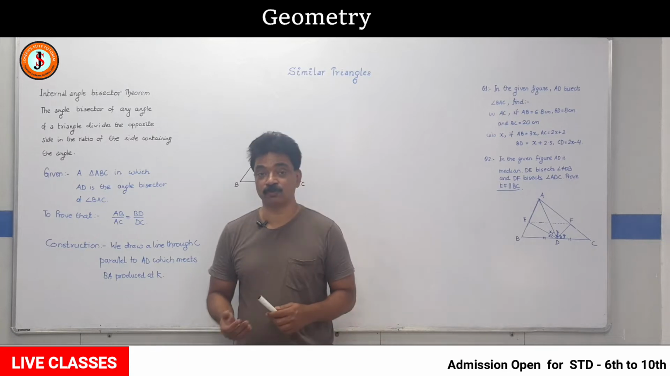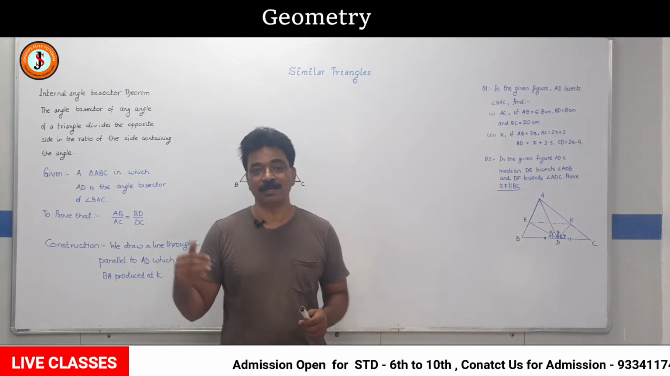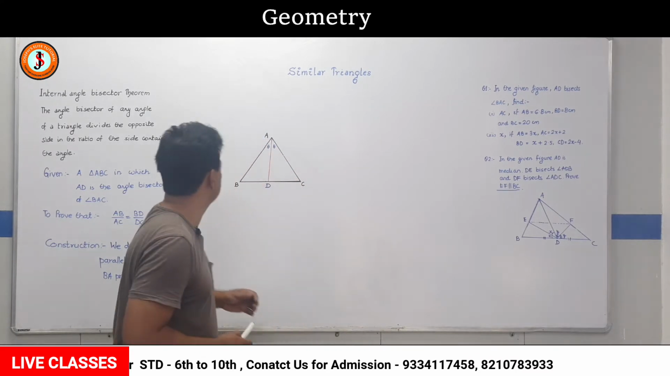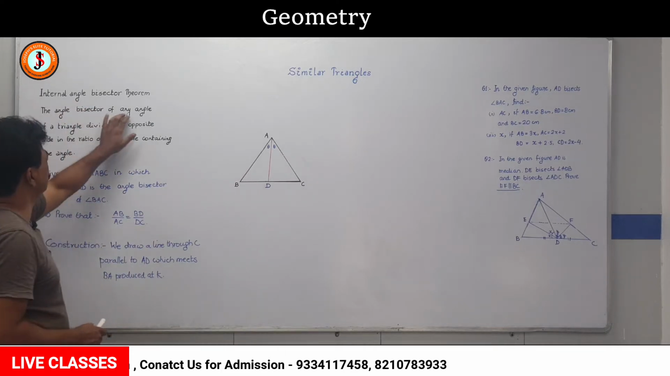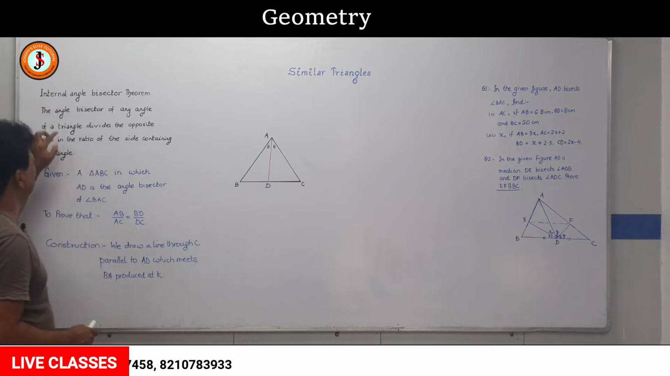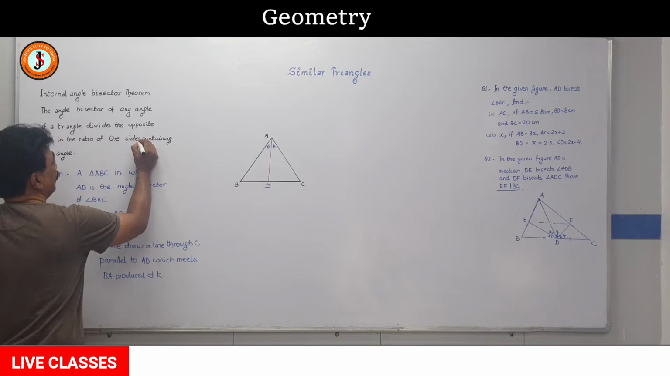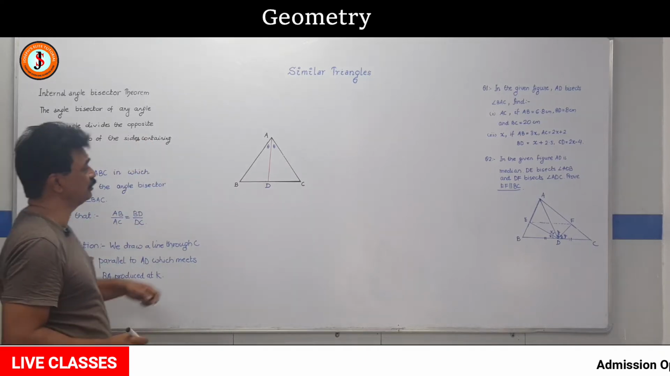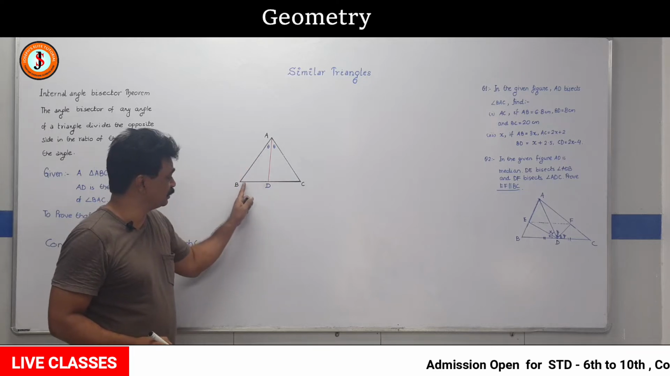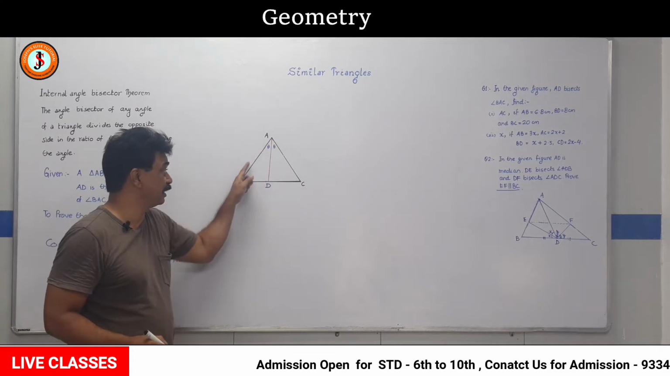So we know basic proportionality theorem. One of the theorems which has come or derived from basic proportionality theorem is the internal angle bisector theorem. Now what does it state? It says the angle bisector of any angle of a triangle, that means AD is the angle bisector, divides the opposite sides in the ratio of the sides containing the angle. That means AD will divide the opposite side, that is BD and DC, in the ratio of the sides containing the angle, that is AB and AC, the sides that contain the angle BAC.